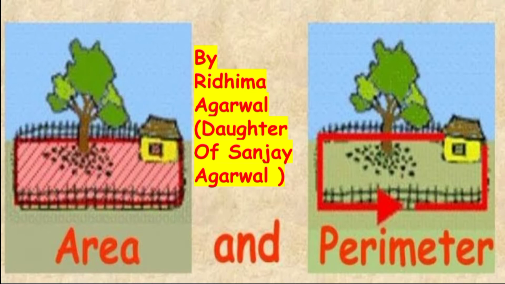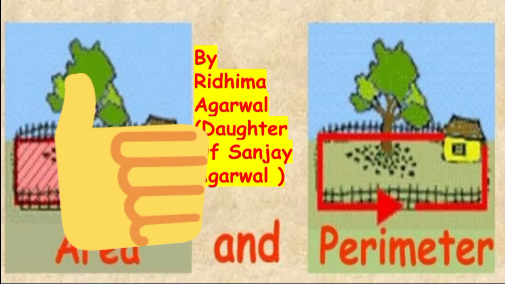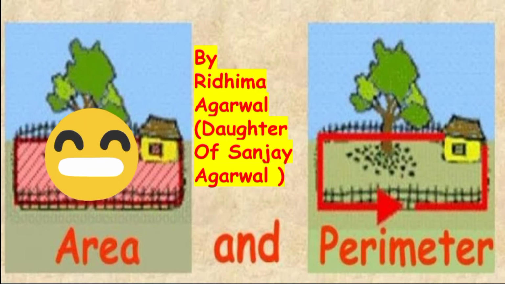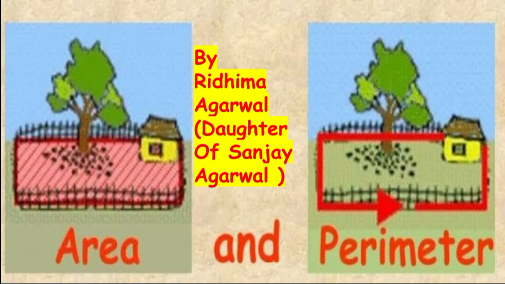Daughter of Sanjay Agarwal is going to clear your concept of area and perimeter. Guys, I'm sure you will understand it all. So watch till the end, and there is a surprise. You will get 3 difficult questions which will clear your whole chapter nicely.